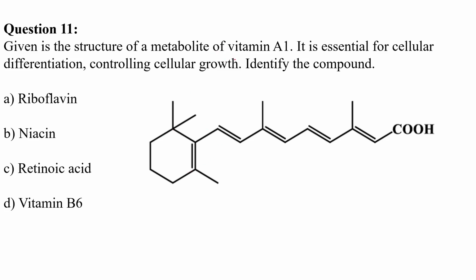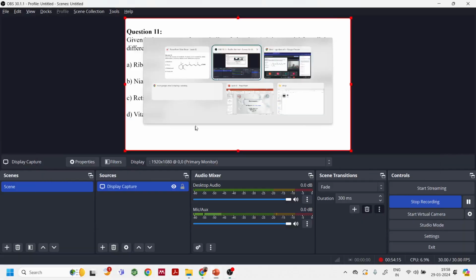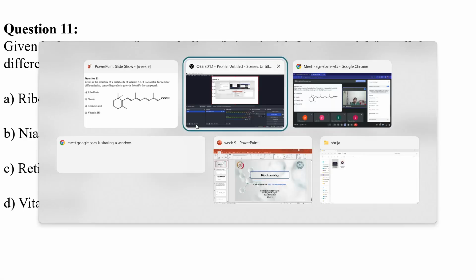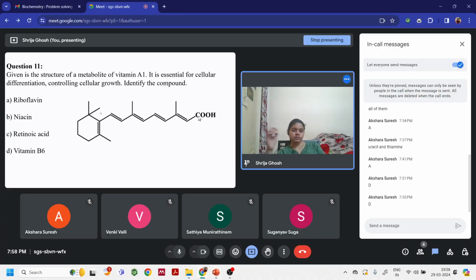This is a metabolite of vitamin A. So, what is this compound? What would be the correct answer for this? Option A, riboflavin, option B, niacin, option C, retinoic acid, and option D, vitamin B6. The structure shown here is a metabolite of vitamin A. So, if you know what vitamin A is, you will be able to answer this question very easily.